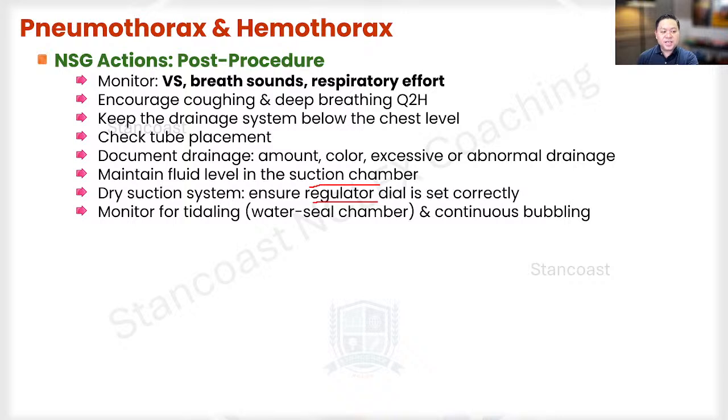Now we're also going to have to take a look into the tidaling, which is basically in the water sealed chamber. This is very important, guys. And also look for the continuous bubbling. Okay. And we are talking about the water sealed chamber. So if we're going to see the continuous bubbling in this chamber, that's not a good sign. However, if you're going to see the continuous bubbling in the suction chamber, that is okay. However, like I've said, if you see it in the water chamber, that's not a good sign. That could mean that there is an air leak.